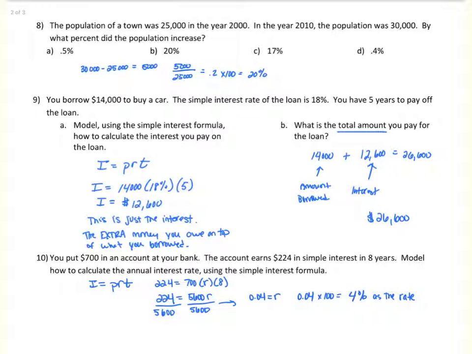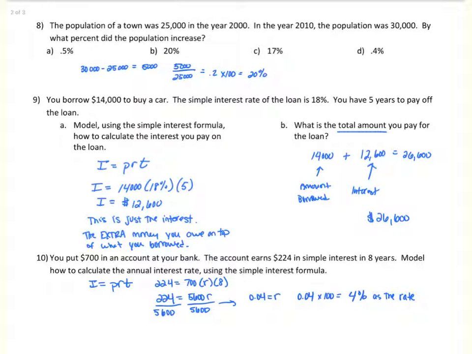The population, so when you subtract, you get 5,000, and then you divide it by the original population back in 2000. Okay, so that was your first population. So when you divide that, you get 0.2, and then turn that into a percent. That's 20%.